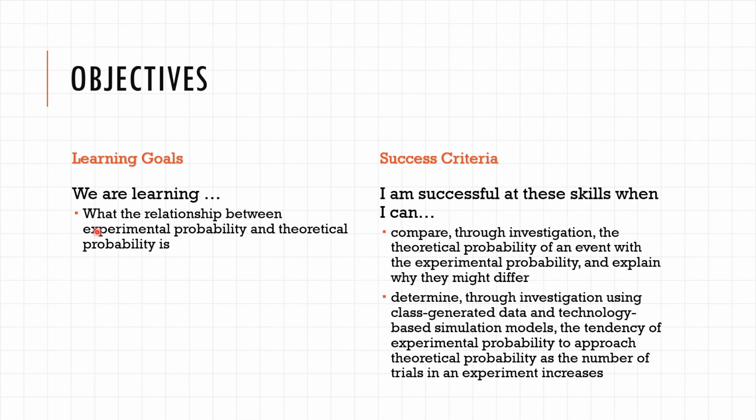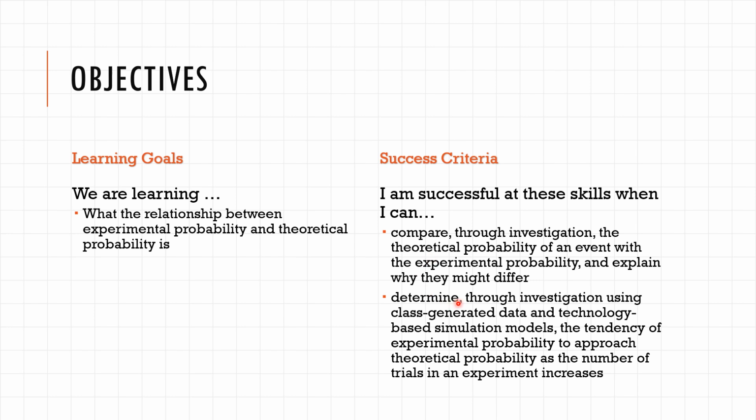So today we're going to learn what is the relationship between what we learned in our previous lesson, experimental probability, and what we learned the lesson before that, which is theoretical probability. And you're successful at these skills when you can compare, through some sort of investigation, the theoretical probability and the experimental probability of an event and explain why those two might be different.